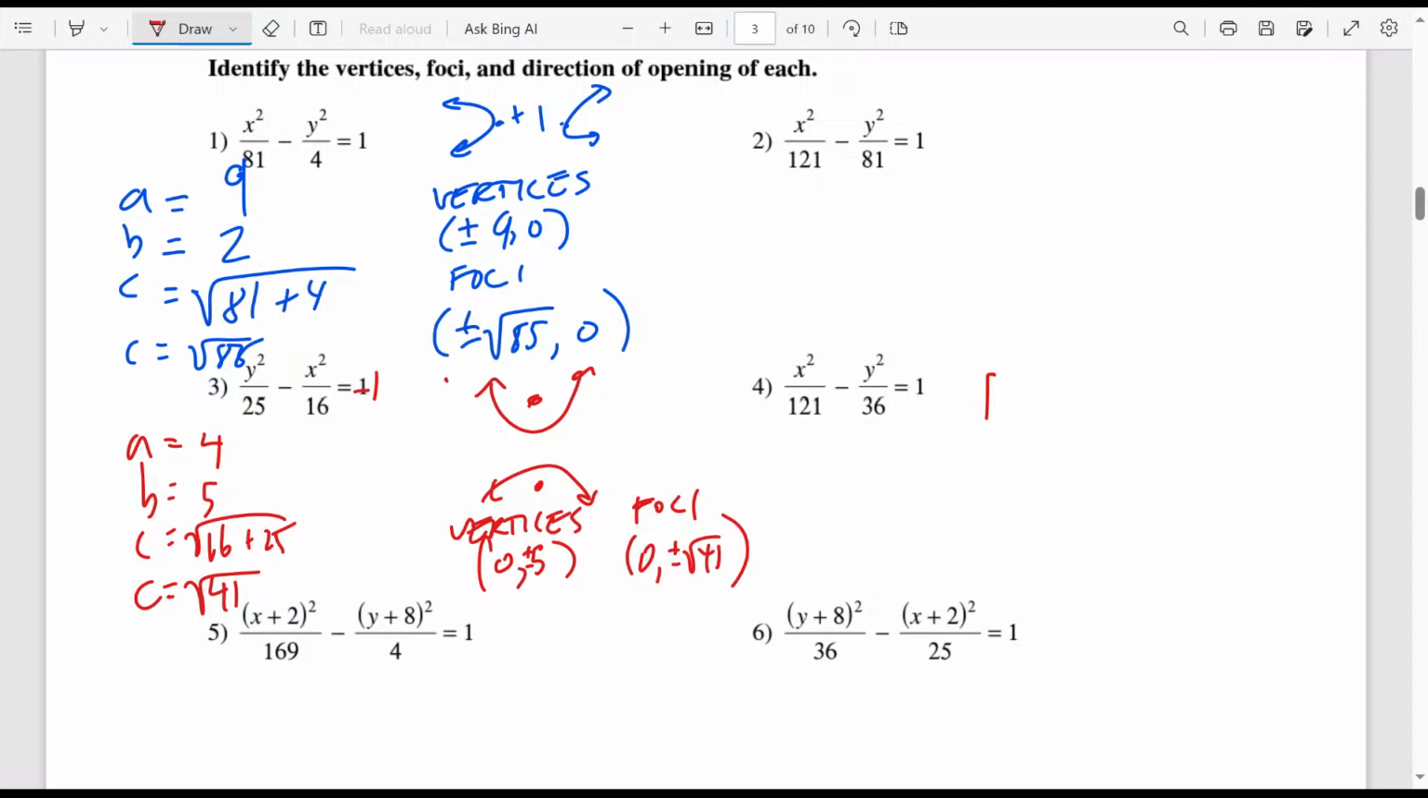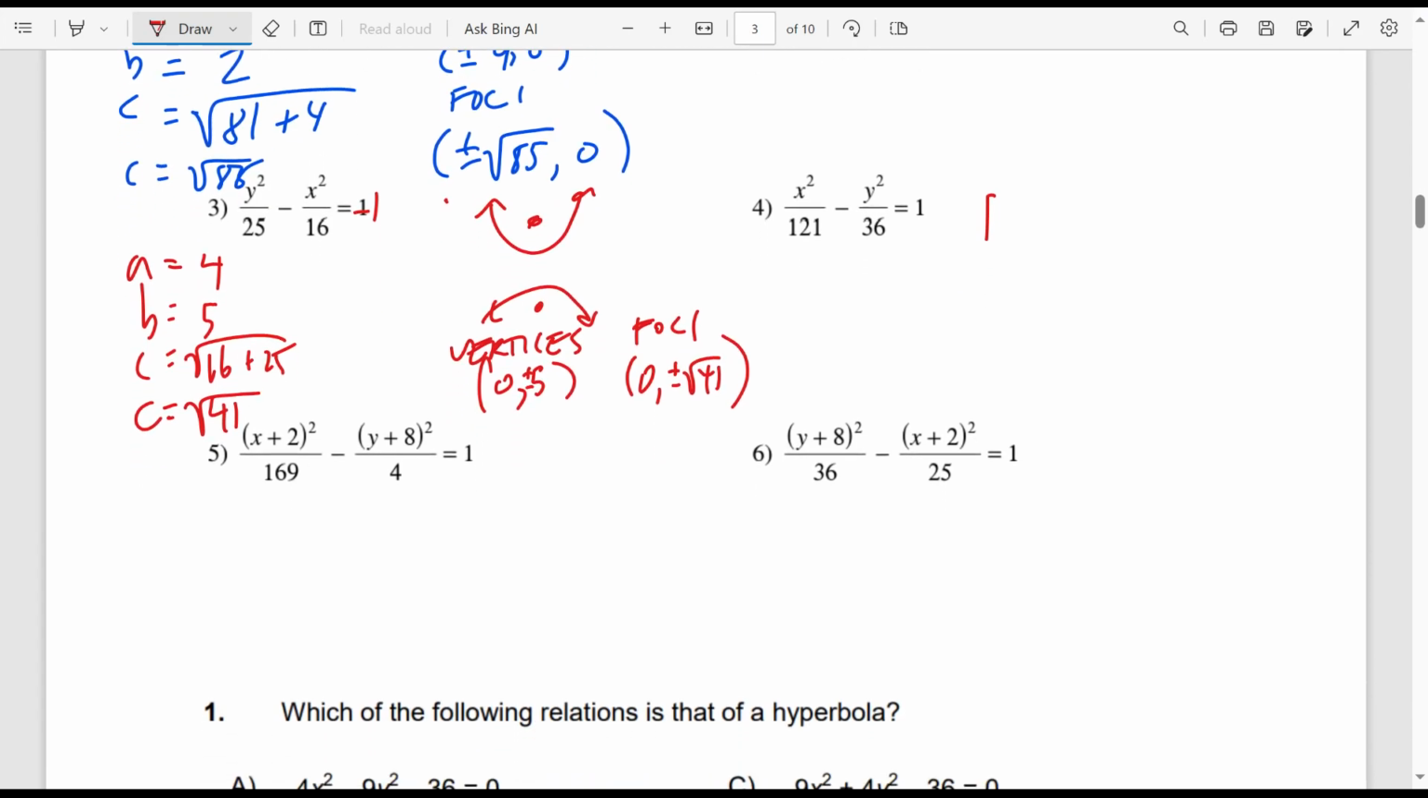I found my C because it's OG Pythag for this guy. And then I know it's going to be 0 and plus minus square root of 41 because the foci is going to exist on the y-axis. Now, these guys are different. I would start by finding my ABCs, okay, on this guy.